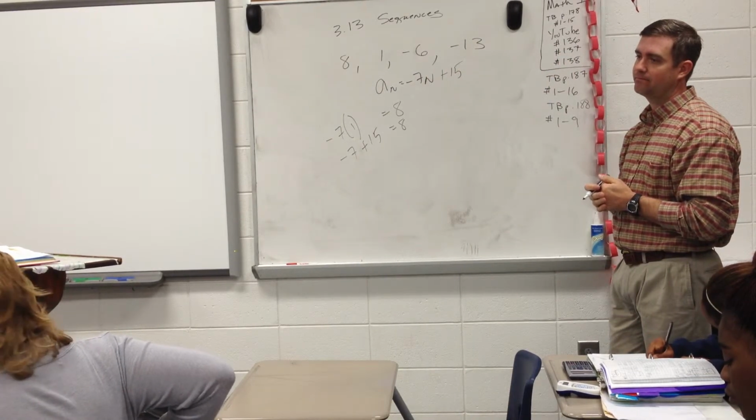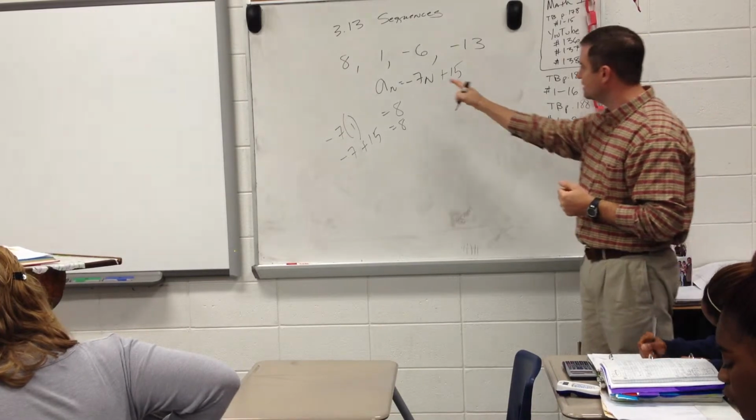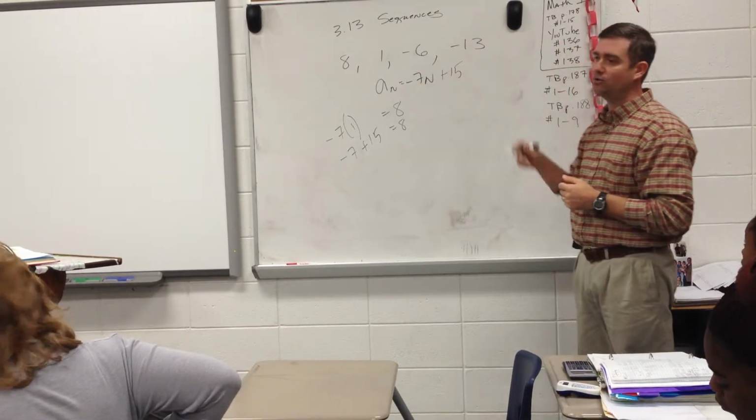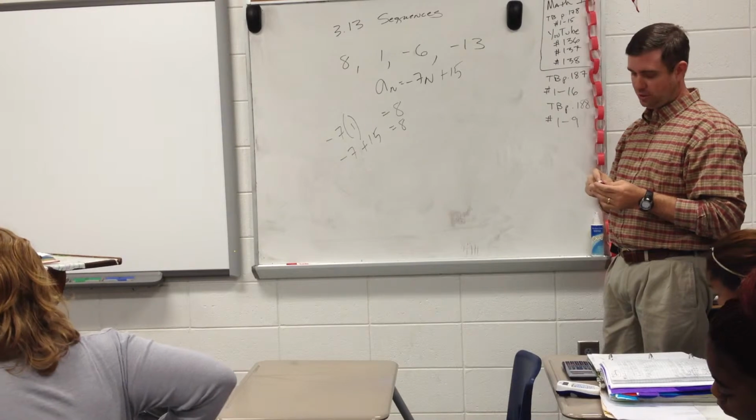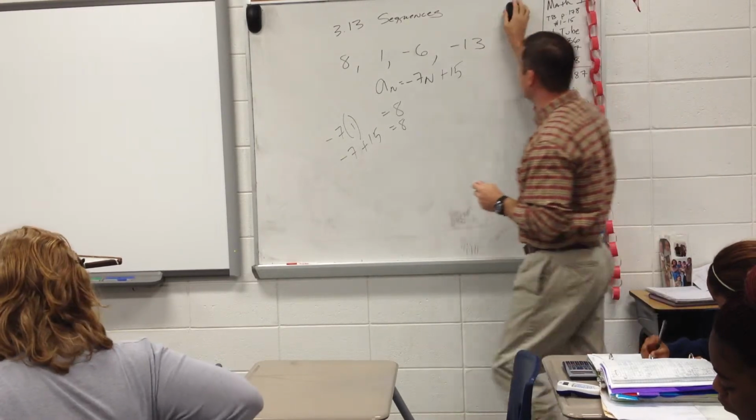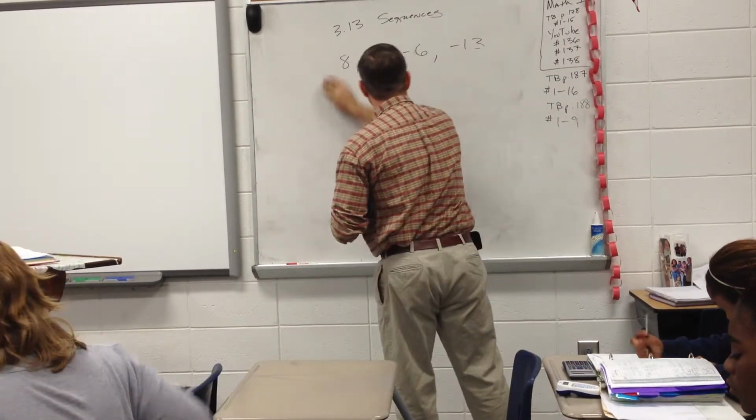How did you get the negative 7? The negative 7 is in my rule because it's going down by 7 each time. It's going down by 7 each time. Okay? All right, let's try another.